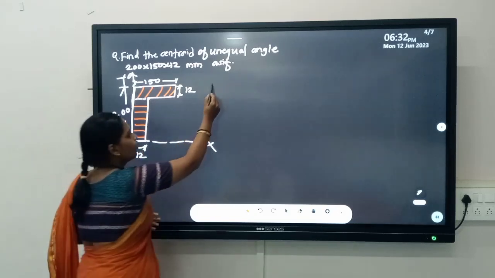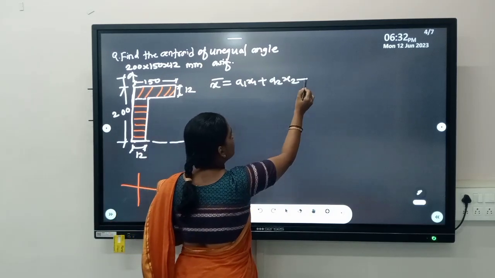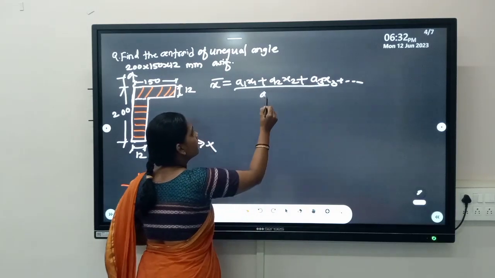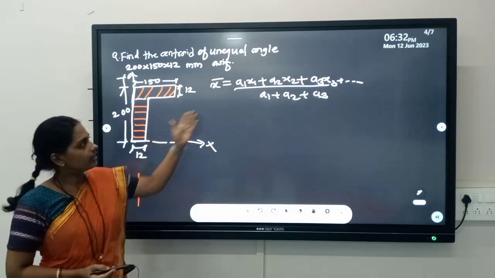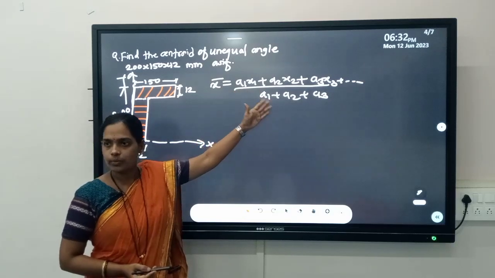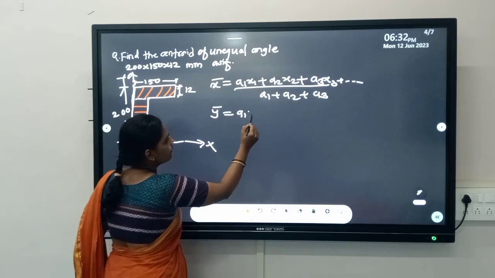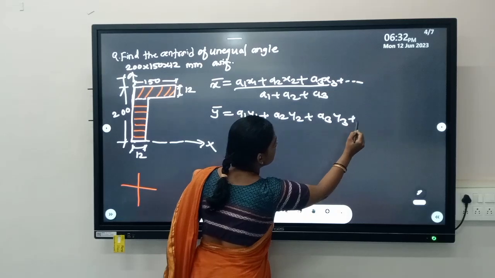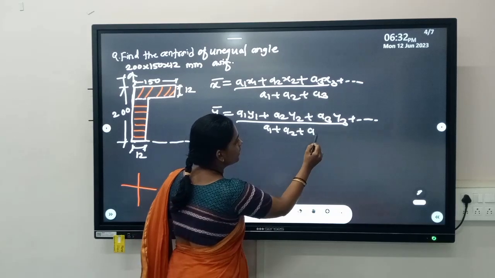We have one formula. For x bar, it is a1x1 plus a2x2 plus a3x3 and so on, divided by a1 plus a2 plus a3. Suppose there are only 3 components, then this formula will work. Otherwise, if there are 2 components, we are concerned only with a1x1 plus a2x2 divided by a1 plus a2. The formula to locate y bar is a1y1 plus a2y2 plus a3y3 and so on, divided by a1 plus a2 plus a3 and so on.